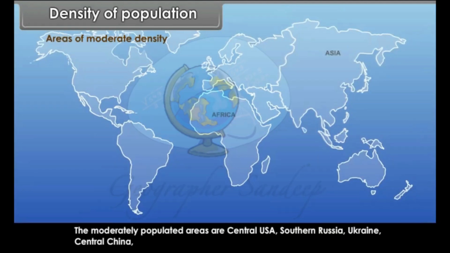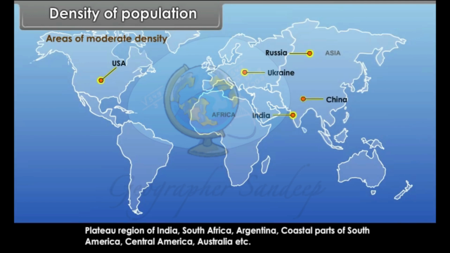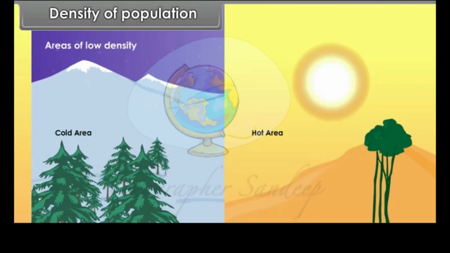The moderately populated areas are Central USA, Southern Russia, Ukraine, Central China, Plateau region of India, South Africa, Argentina, coastal parts of South America, Central America, Australia, etc.